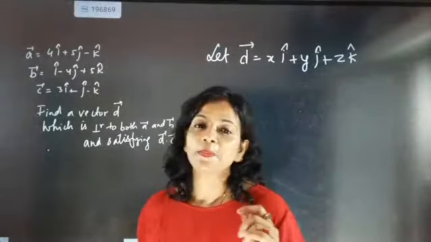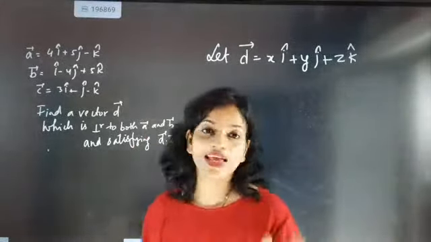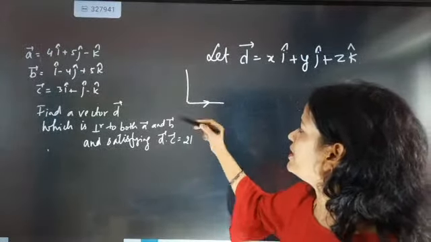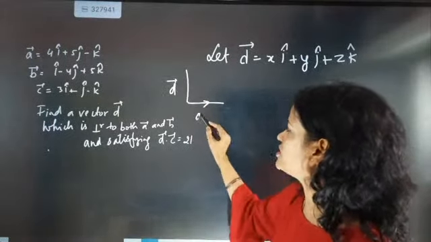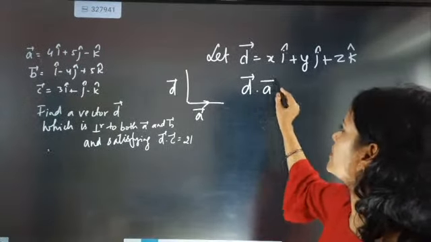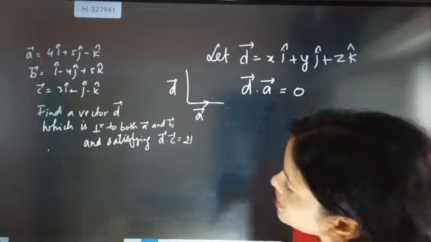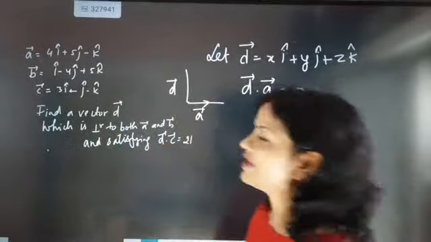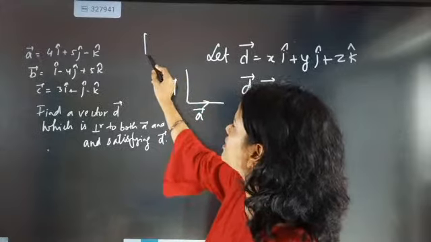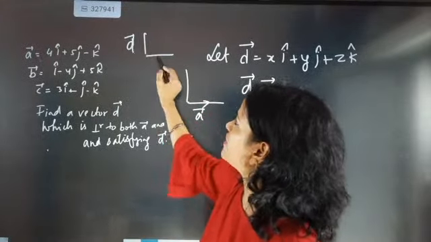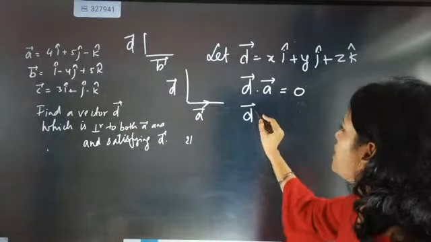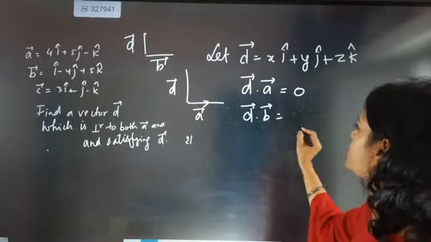Now they are telling that d vector is perpendicular to a vector. That means d vector dot a vector will be equal to 0. Also they have given that d vector is perpendicular to b vector. So that means d vector dot b vector will also become 0.